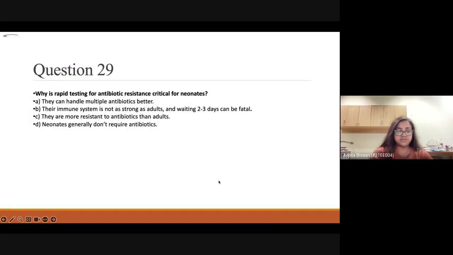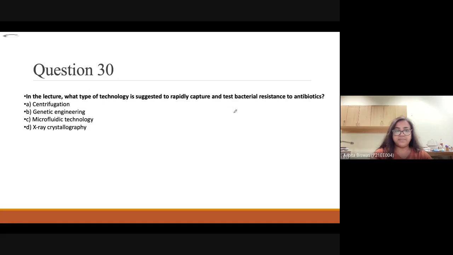So what is the right answer? So option B is the right answer. Their immune system is not as strong as an adult's, and waiting for 2-3 days can be fatal. Okay. So next, moving to question number 30.